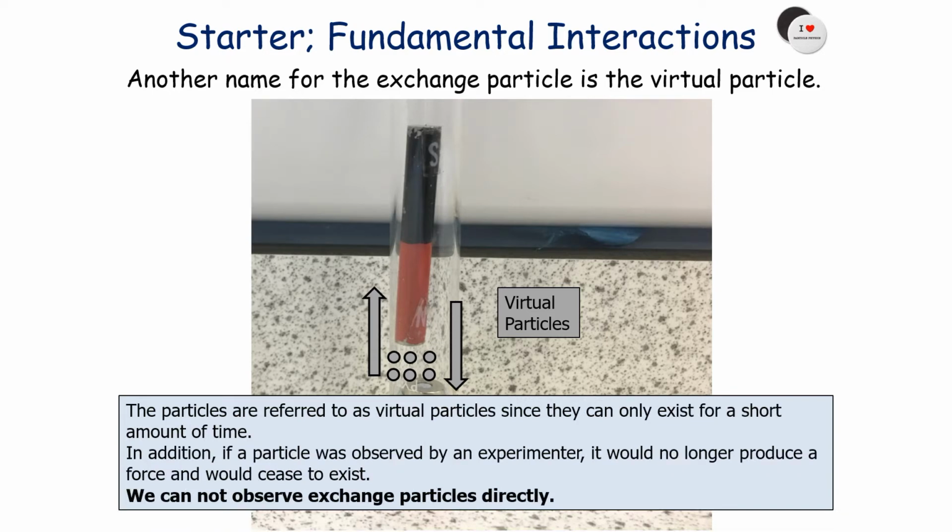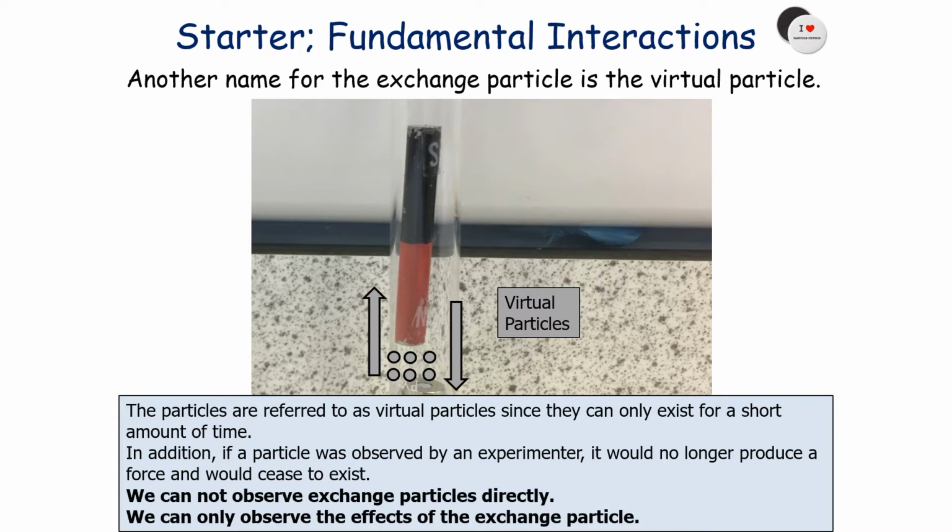Now, in addition, the particles are called virtual particles as we cannot observe these exchange particles directly, because if a particle was observed by an experimenter, it would no longer produce the macroscopic force and would cease to exist. So we can only ever observe the effects of an exchange particle. We can't observe them directly.